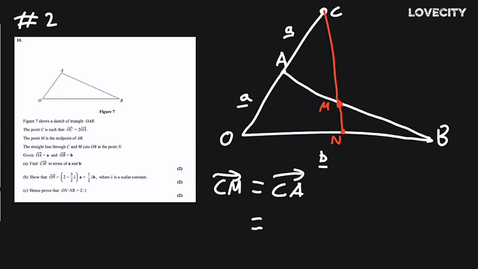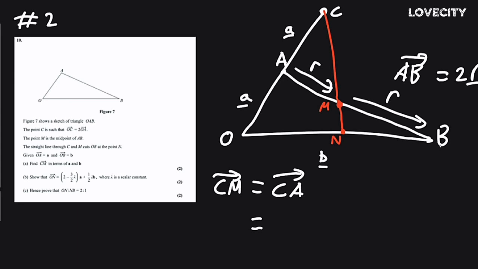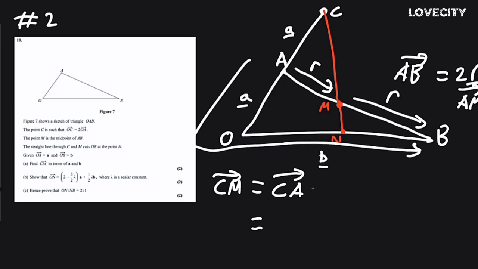But what we do know is some facts about M. M is the midpoint of AB, which means if this here is r, this here would then also be r, so we'd have A to B equals 2r, and we'd have A to M is equal to r. So in other words, if we can find A to B, we can find A to M. Now A to B, we can go round like this. So I'm just going to add this on, by the way. I'm going to add A to M.